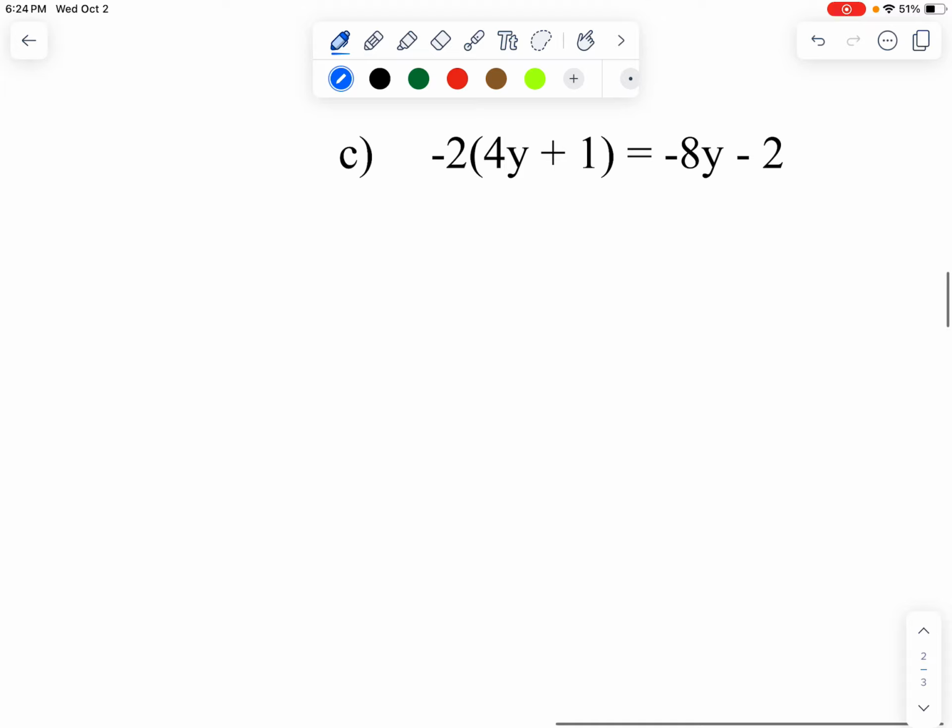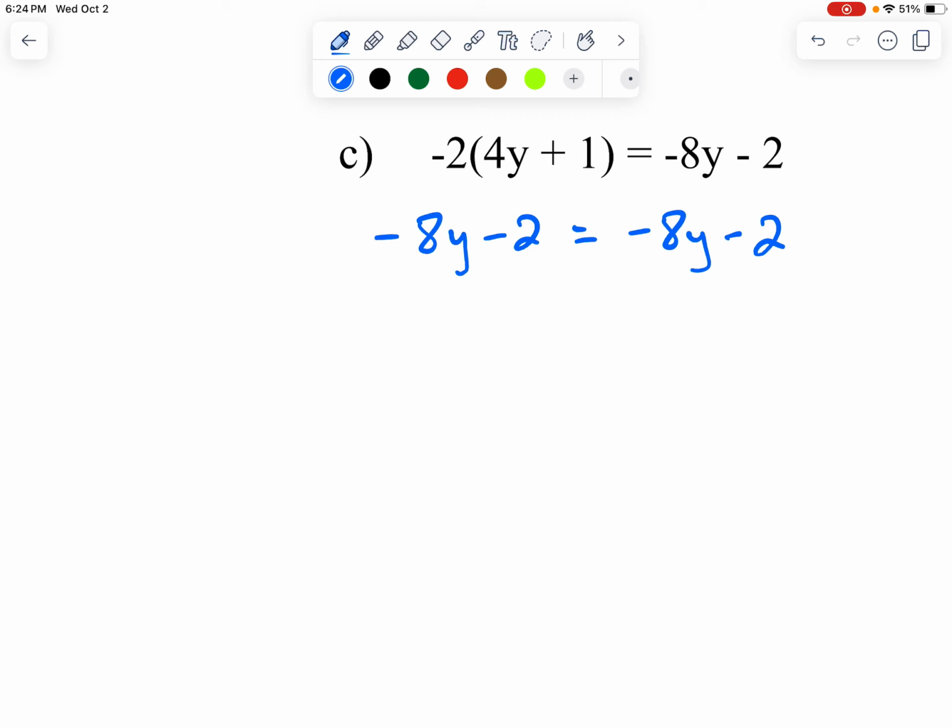Final example here. Again, we have distribution. So negative 2 times 4y, negative 2 times 1. I end up with negative 8y minus 2 equals negative 8y minus 2. Notice we have the exact same thing on both sides of the equation, and this is your indicator. You're going to see how this ends up, but this is kind of your clue right here.